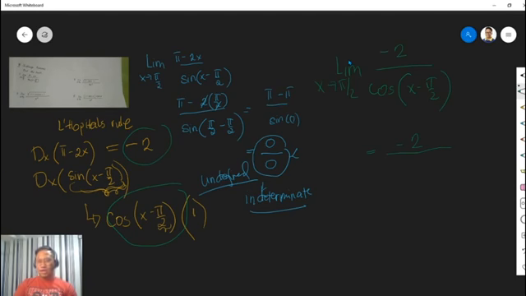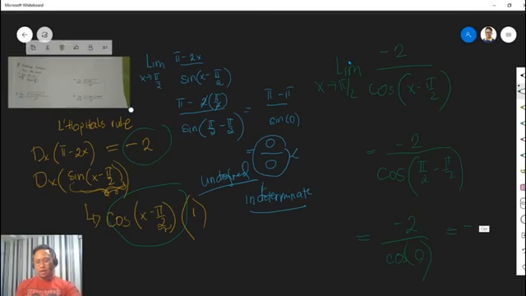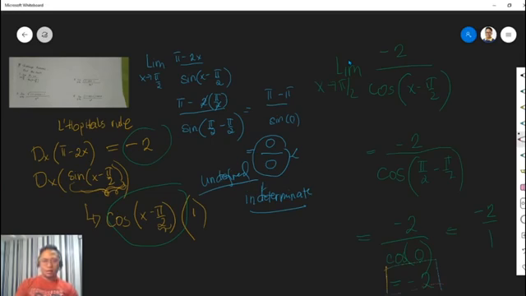To evaluate the limit in the denominator, you just substitute pi over 2 as your x. That becomes cosine of pi over 2 minus pi over 2. It's not times, it's just one term, because you can't write a trigonometric term without an angle. So here, -2 over cosine 0, and cosine 0, guys, is actually 1. You can still use your calculator to evaluate that. So we have -2 over 1, or simply -2. The limit of the original given function is equal to -2.